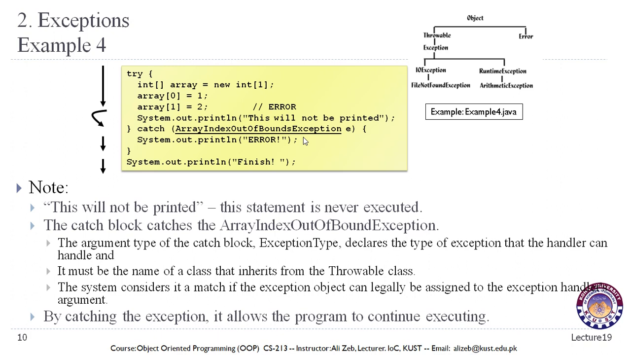By catching the exception, the program is allowed to continue executing. As we saw previously, as we can see over here, once the exception has been handled, the program proceeds to the next line.